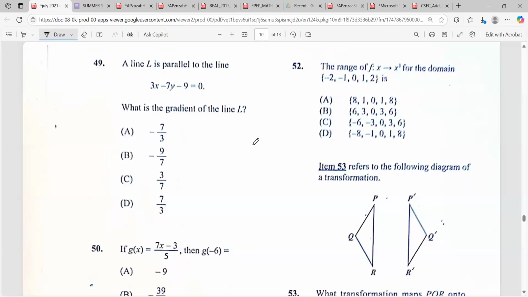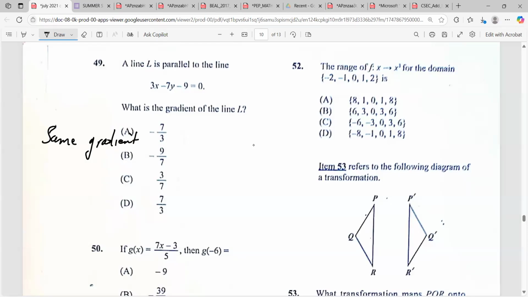A line L is parallel to the line 3x minus 7y. What is the gradient of the line L? So when two lines are parallel, it means they have the same gradient, right?